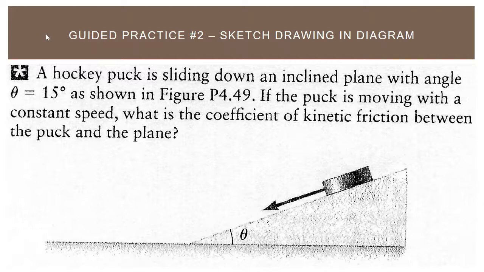It says a hockey puck is sliding down an inclined plane with an angle of 15 degrees, as shown in figure P4.49. That's that figure here. You can't see the label, but that's the figure number. It says if the puck is moving with a constant speed, then what is the coefficient of kinetic friction between the puck and the plane?